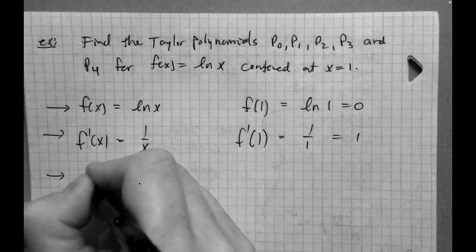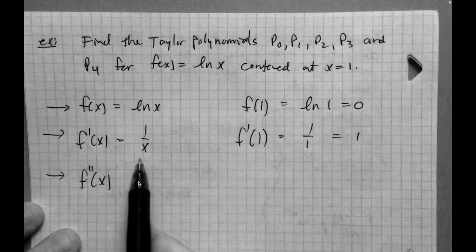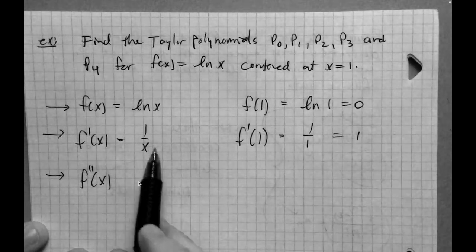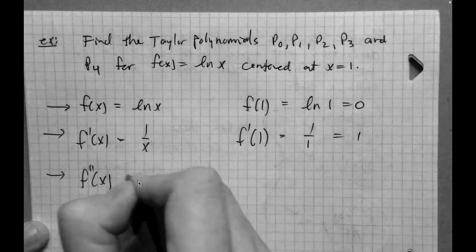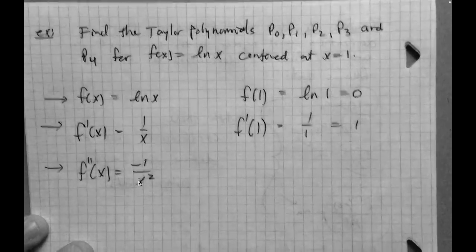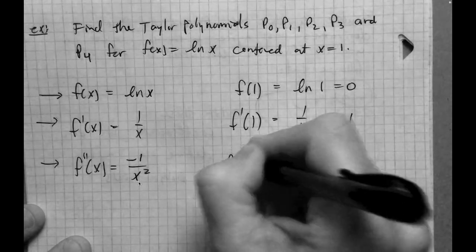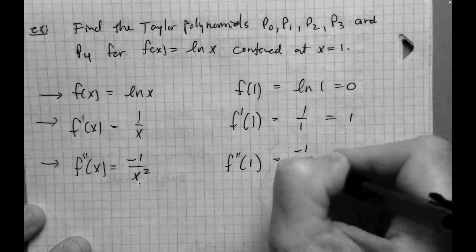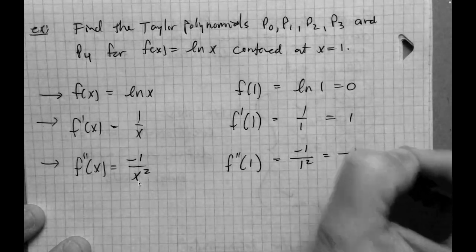The second derivative, well, you'd have to differentiate this. Because this is x to the negative 1, you introduce a negative and you get negative 1 over x squared. That means the second derivative evaluated at 1 is negative 1 over 1 squared, which is negative 1.